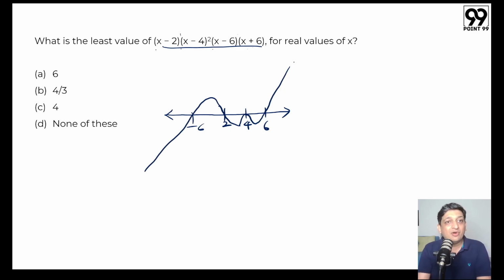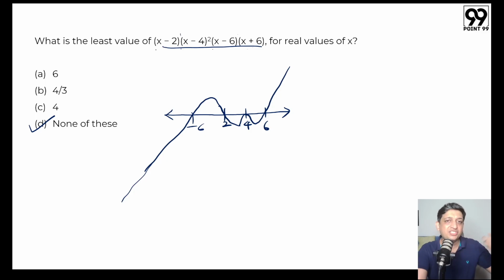So what can we say about the least value of this expression? It can go on till negative infinity. So 6, 4 by 3, 4 will not be our answer. So our answer is again option D, which is none of these, which will tell us that the least value of this expression is going to be minus infinity. That is something that we have to understand.